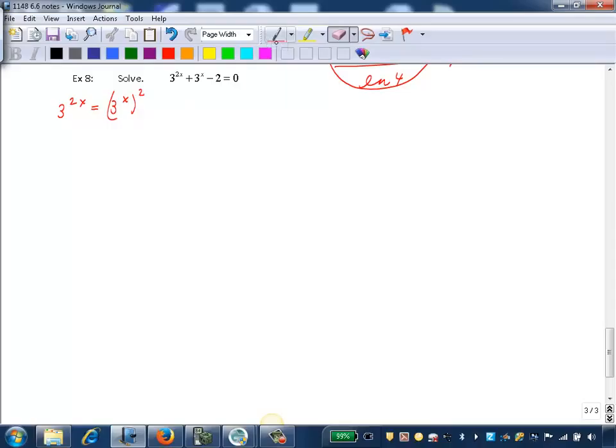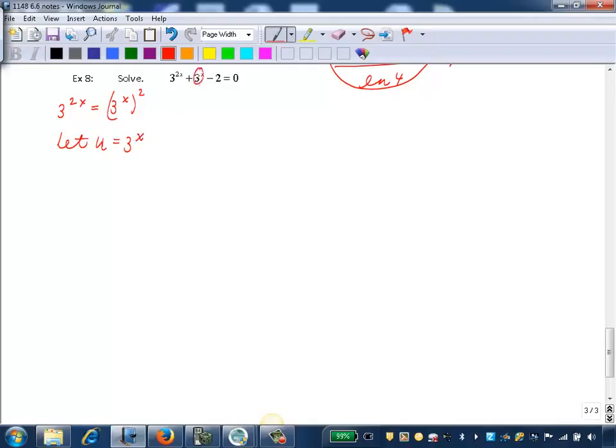So what we can do is look at this as if it's a quadratic. Here's the first term squared, here's this middle term to the first power, and then a constant. So we're going to treat it as if it's a quadratic. But in order to do that, we're going to have to use a substitution. So we'll introduce a new variable u, and we'll let that equal 3 to the x.